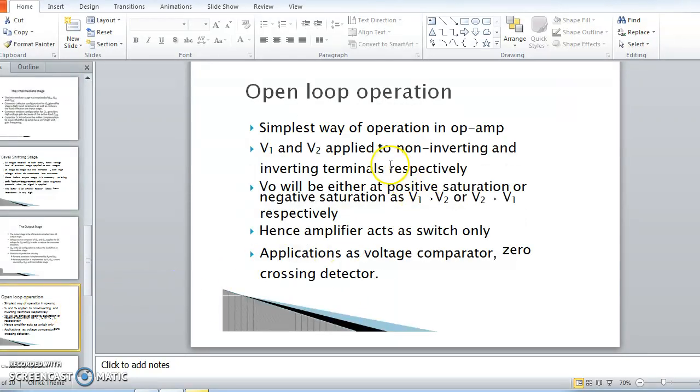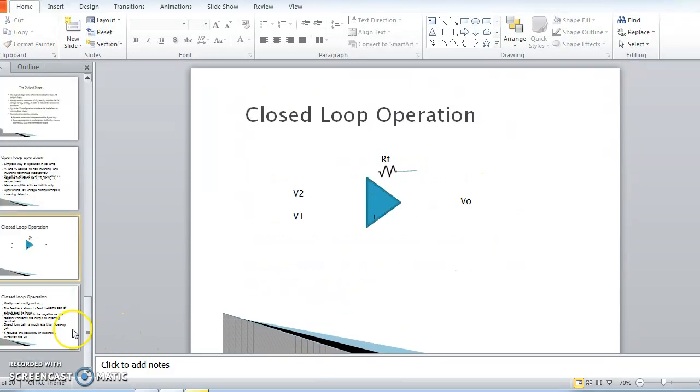Now the op-amp configurations. In the simplest case, V1 and V2 are applied to the non-inverting and inverting terminals respectively. So V0 will be either positive saturation or negative saturation, and the amplifier acts as a switch, used only in applications as a voltage comparator.